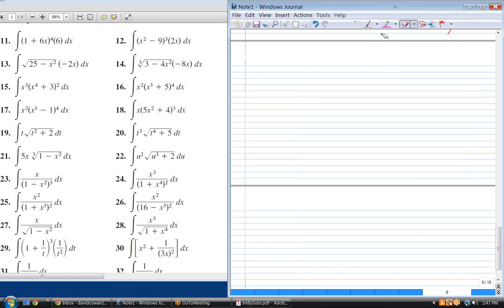Now, sometimes you want to use substitution even if you could distribute it out and not have to use substitution. For example, 11. I mean, I could always take that thing to the 4th power and all the effort that would be entailed, but that'd be a lot of work.